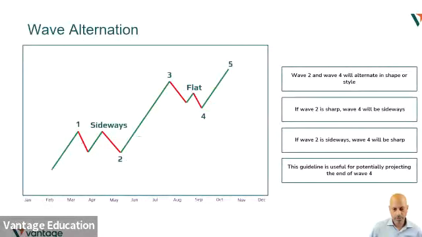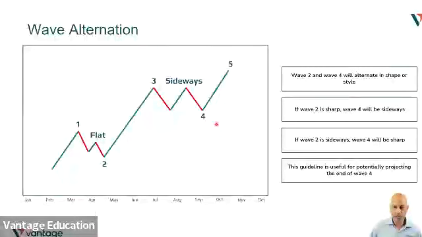Then of course, if wave two is sideways, then wave four should be sharp. So do take note, apologies for this. This shouldn't be flat, this should be sharp. So that means price is making lower highs and lower lows, right? So it's just very simple.